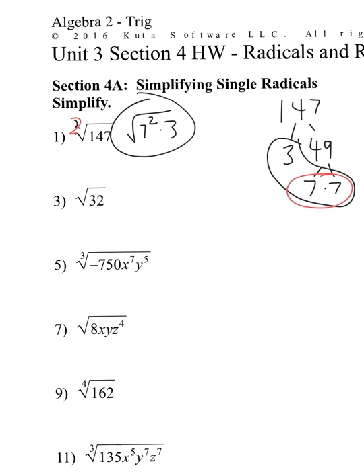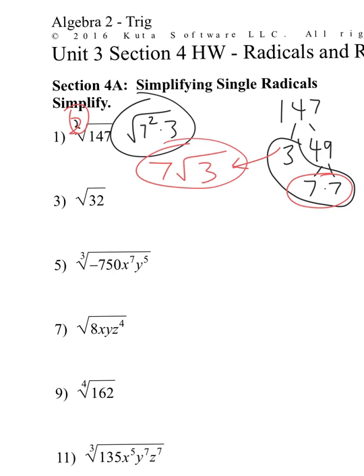I'm dealing with square root, index 2. So I can pull a 7 out in front of my square root radical, and then this 3 has to go back underneath, so it's 7 radical 3. So if you're dealing with square roots, you want to break them down and pull out any pairs that you have, which could be written as that number squared. So it's 7 radical 3.